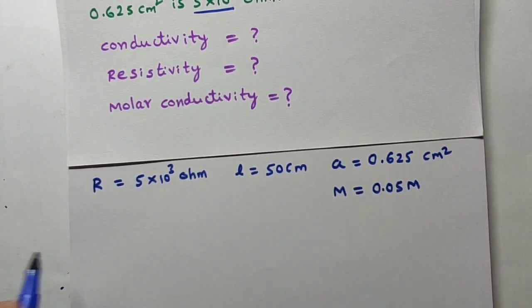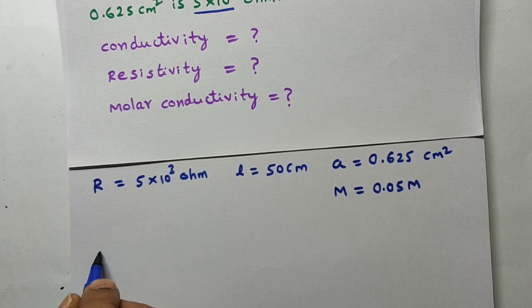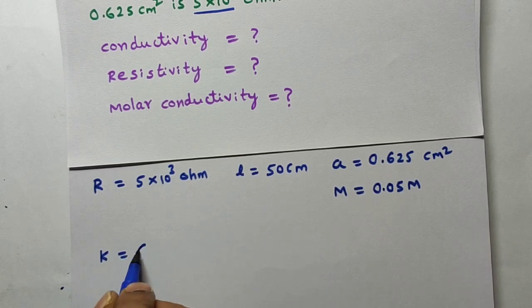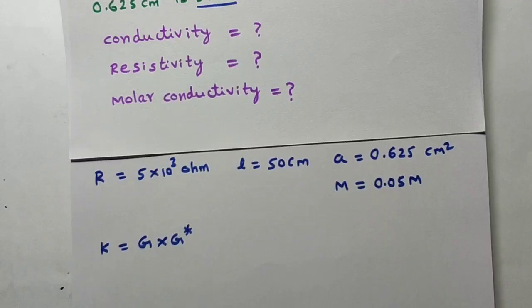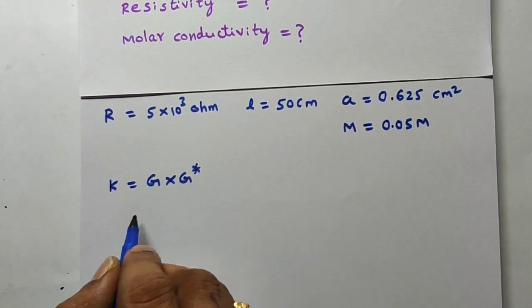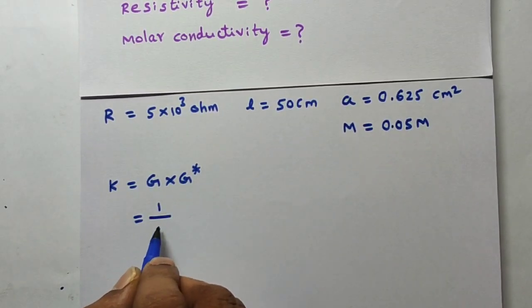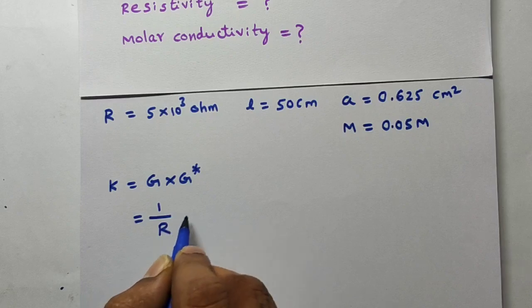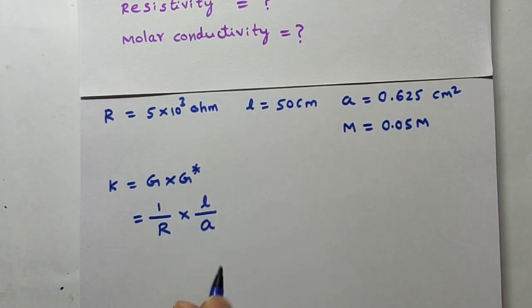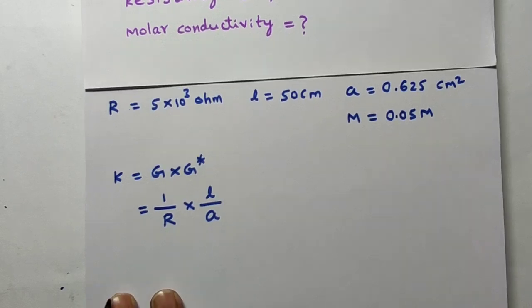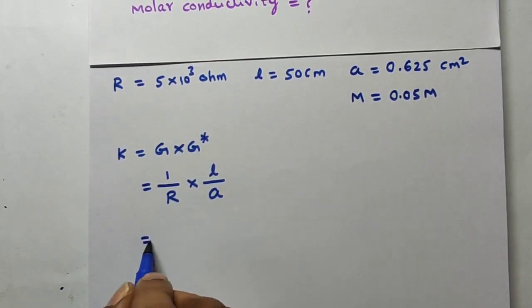Conductivity formula: conductivity kappa equals G into G star. Here G is nothing but 1 by resistance, and the cell constant G star equals length divided by area of cross section of the column. Right. Now 1 by R.